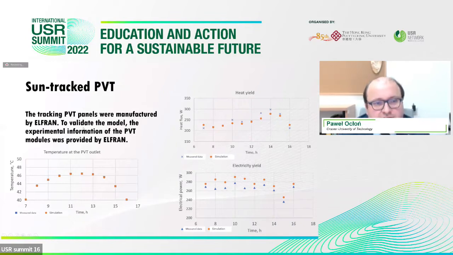Also, for the soundtrack PVT panels, we are able to see how the temperature looks in various hours. We have quite good values compared with the measurements, and also the heat yield and electrical energy yield are quite close when comparing measured data and simulation.